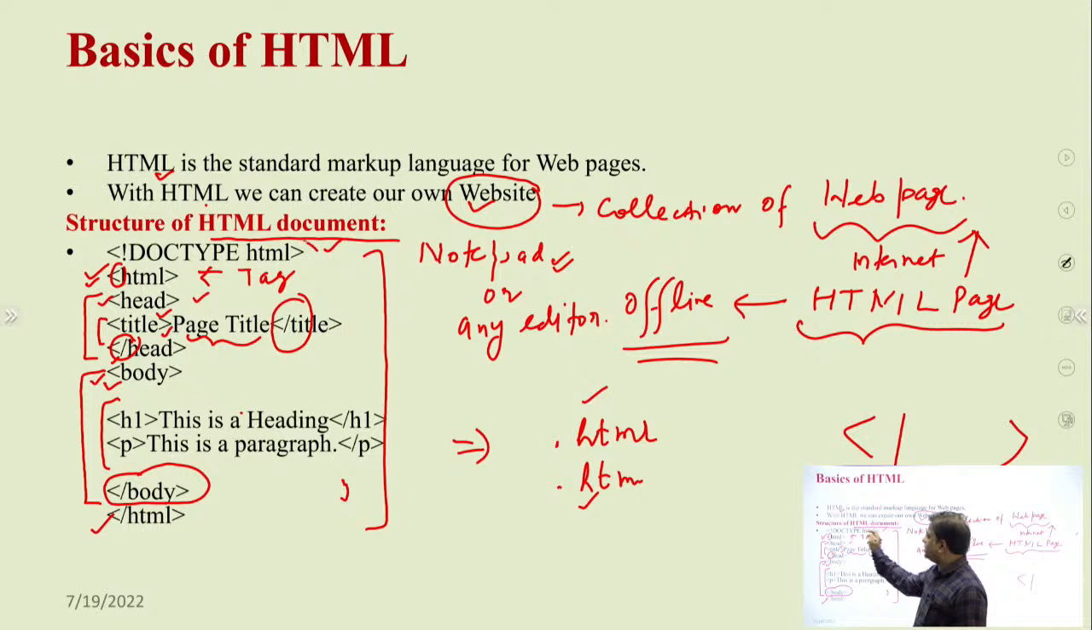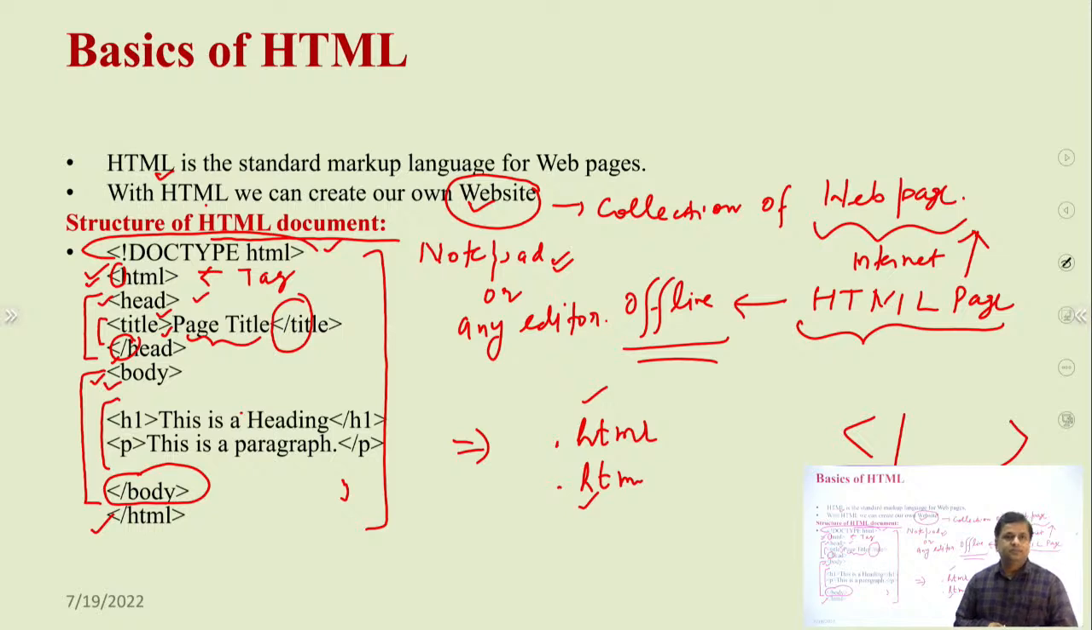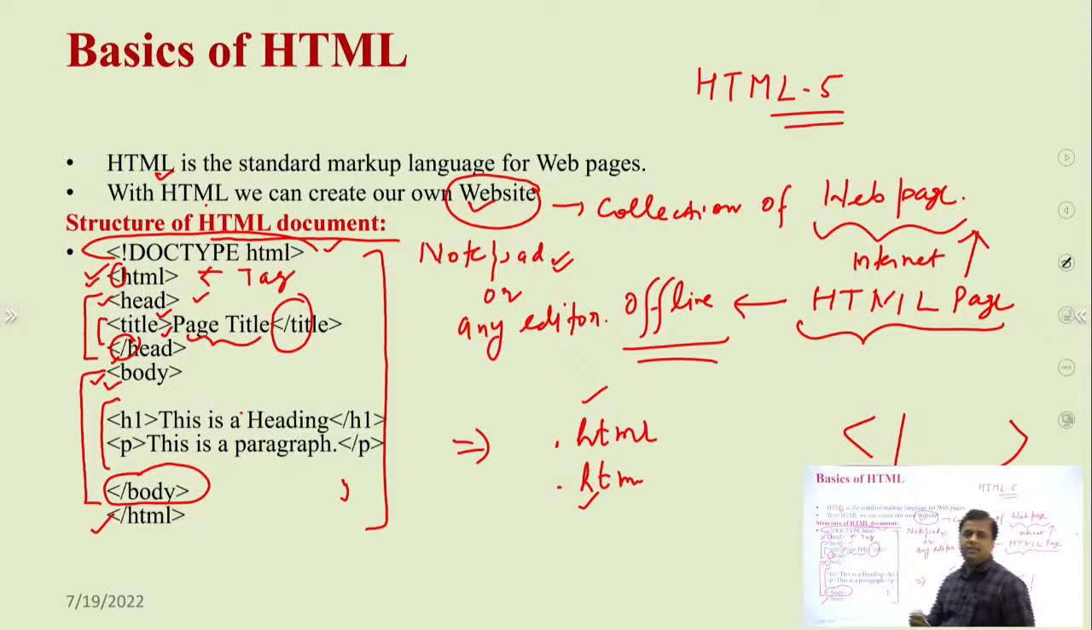So what is this doctype HTML line? This is the first line. It shows that this is an HTML document, and it shows the version of the HTML. Sometimes it is asked what the current version of HTML is, right. So we have HTML version 5. After every 6 months revision, it upgrades the versions, right. Currently we have the HTML 5 version.